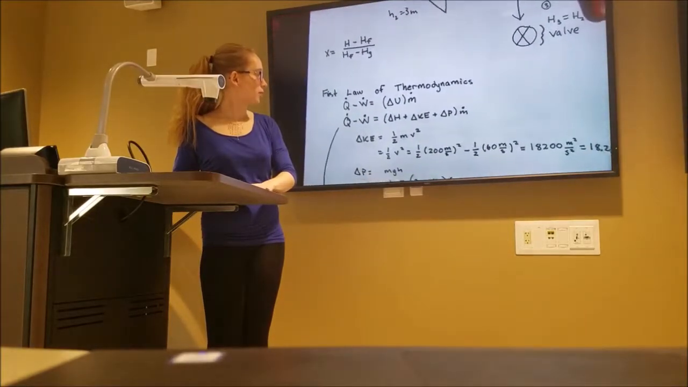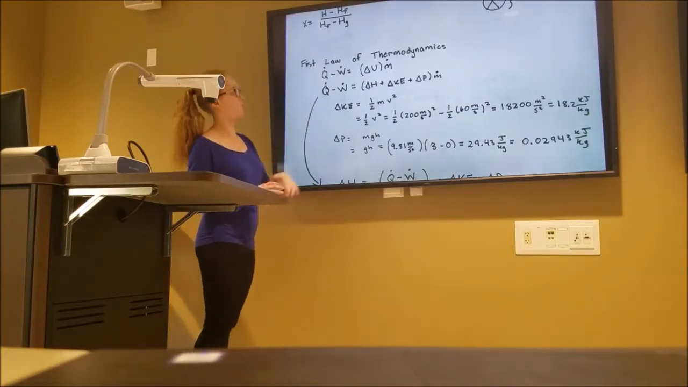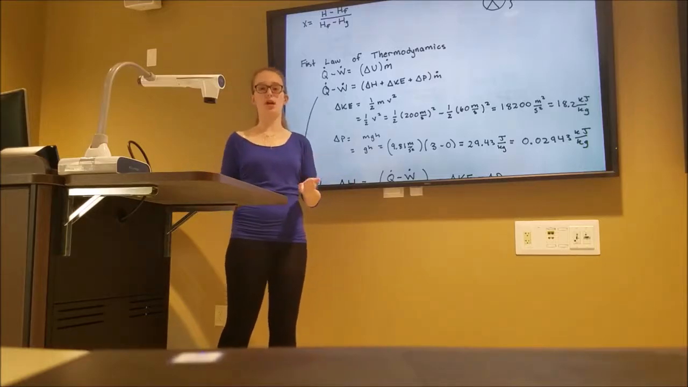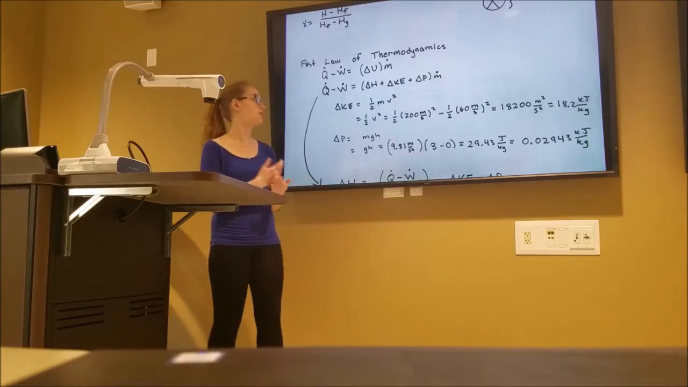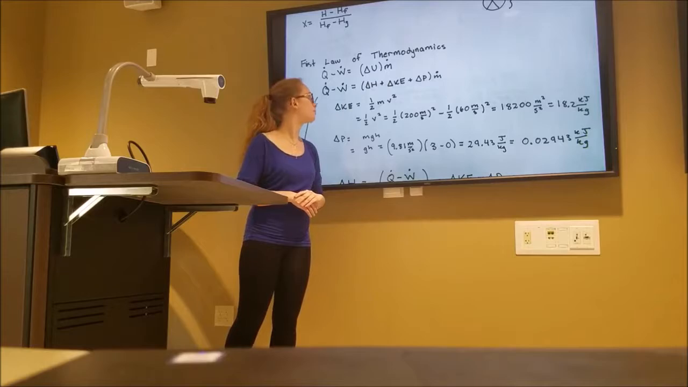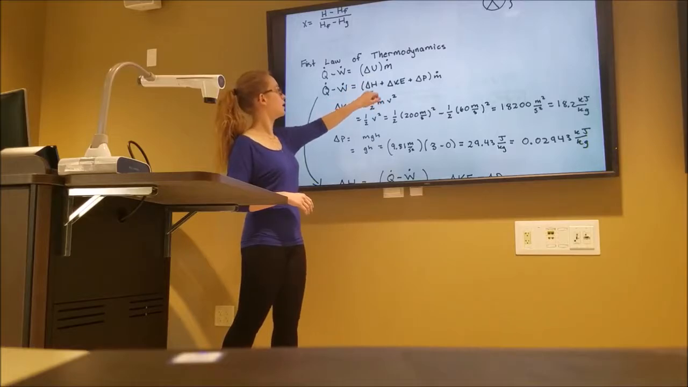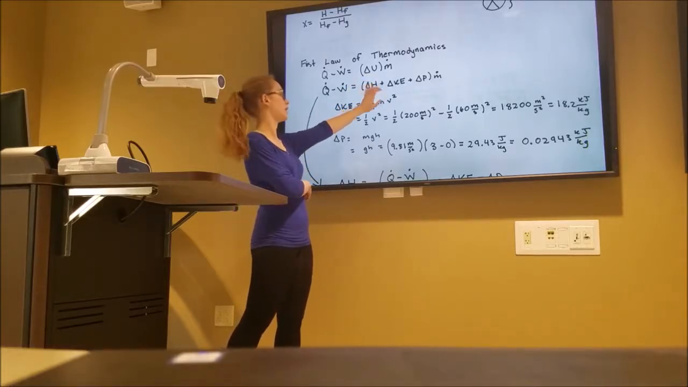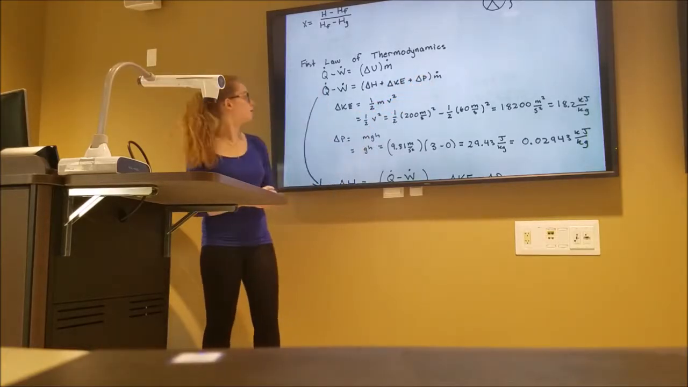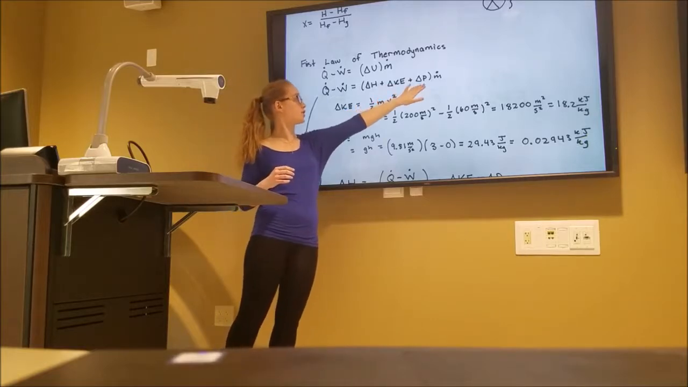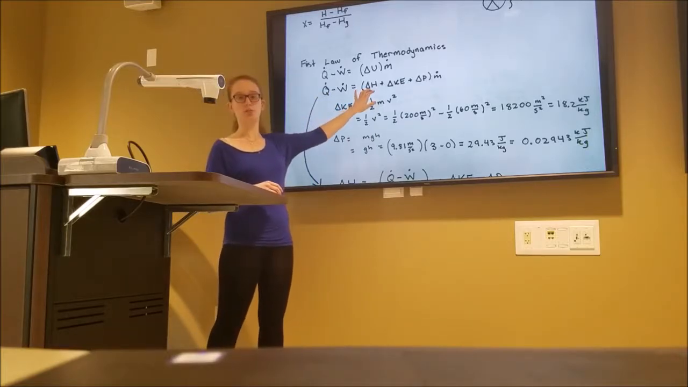To find the change in enthalpy, we're going to use the first law of thermodynamics. The first law of thermodynamics is just the law of conservation of energy. It says that the heat minus the work should be equal to the change in internal energy. The change in internal energy, delta U, is equal to the change in enthalpy, that's the value we want to find, plus the change in kinetic energy, plus the change in potential energy. We can find the change in kinetic energy and the change in potential energy, and we have the mass, work, and heat, so we can solve for the change in enthalpy.